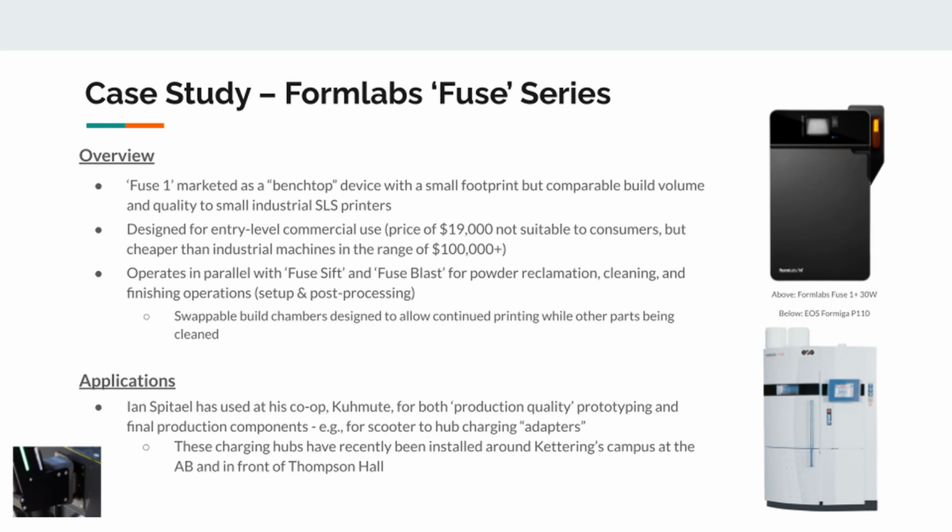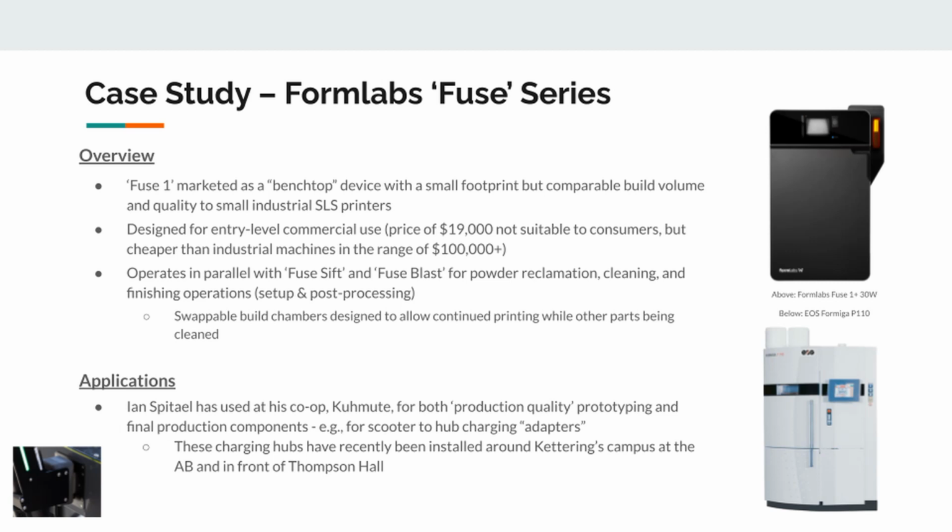To begin, Formlabs is a 3D printer manufacturer headquartered in Boston, Massachusetts that specializes in low-cost, commercial-grade SLA and SLS devices, and who market themselves as one of the largest suppliers of such devices in the world. Their SLS lineup, known as the Fuse series, is currently limited to the Fuse 1 and Fuse 1 Plus 30 watt, pictured on the top right.